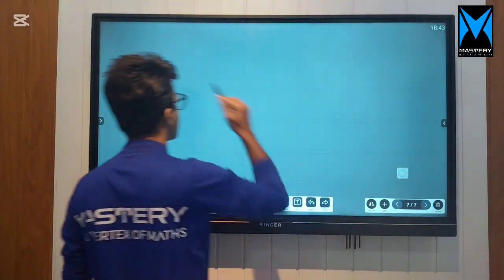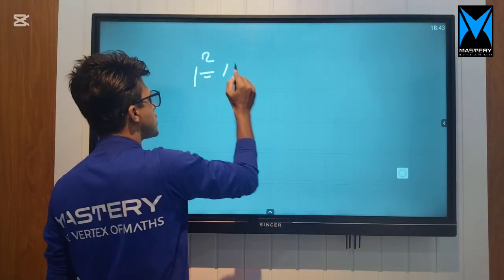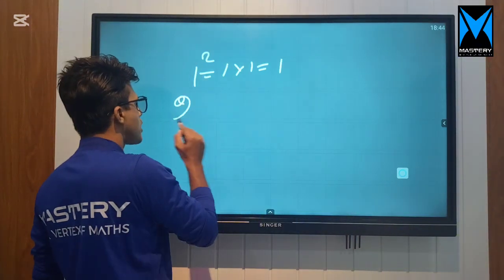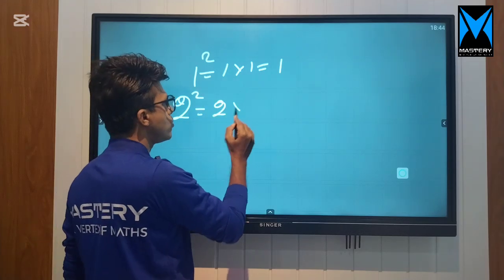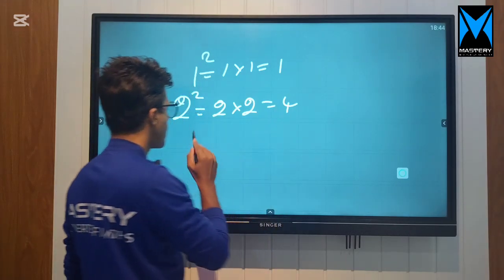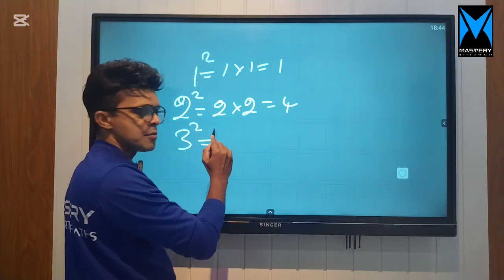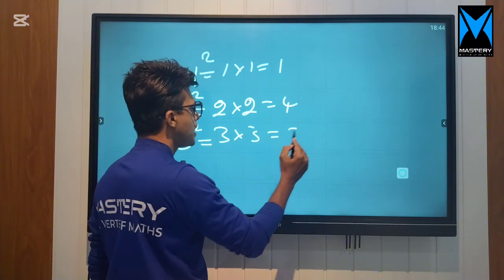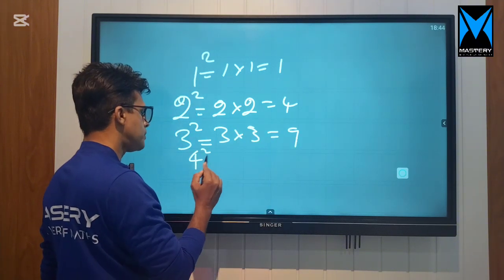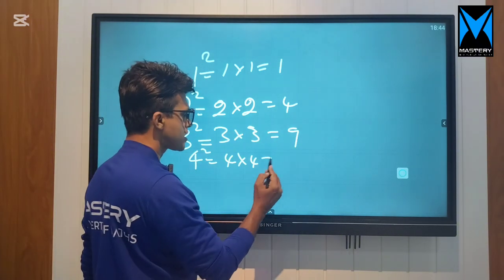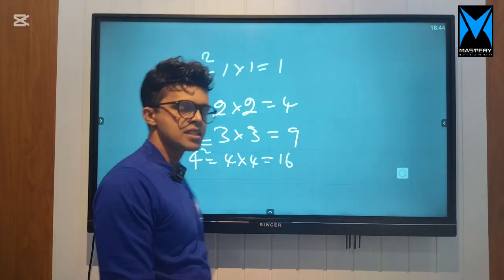These are the square numbers. First square number: 1 times 1 is 1. Second square number: 2 times 2 is 4. Third square number: 3 times 3 is 9. Fourth square number: 4 times 4 is 16. This is the way of getting the square numbers.